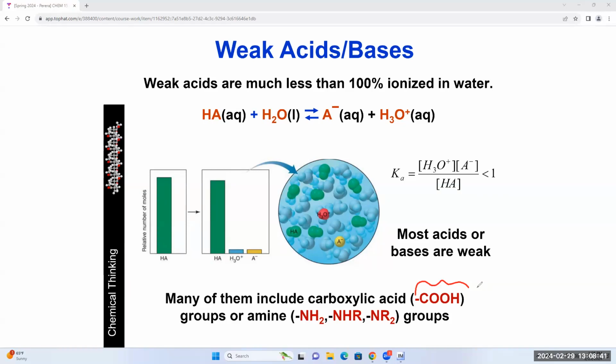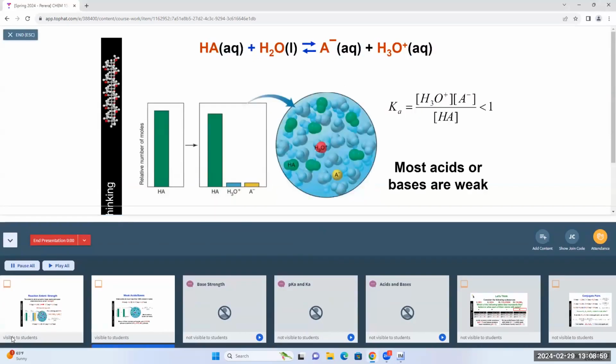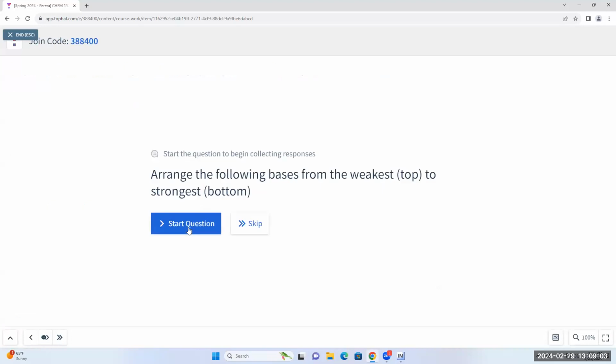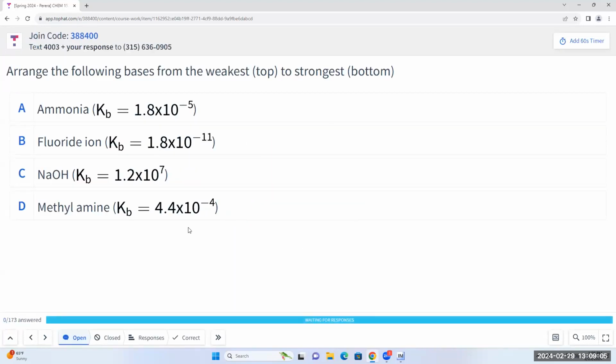Okay. All right. What questions, concerns, comments do we have about this? Yeah, are we doing okay? All right. So we know that. Now let's have some fun. First of all, just for completion purposes, let's do bases as well. Here are some bases. I want you to arrange them from weakest to strongest. Go ahead.